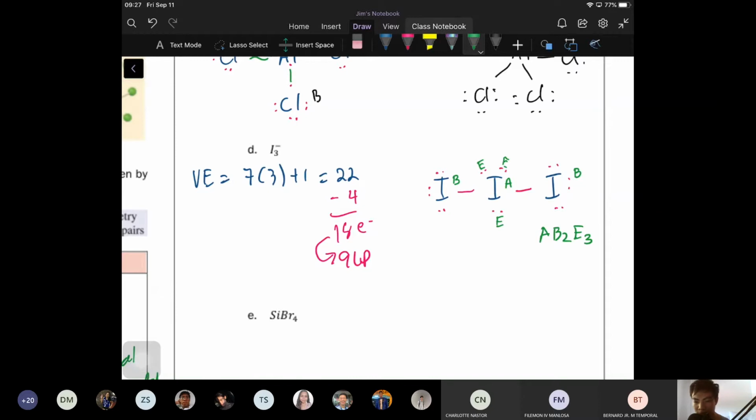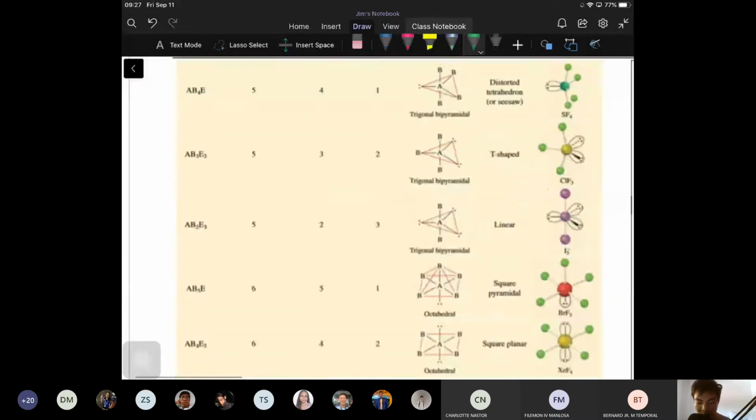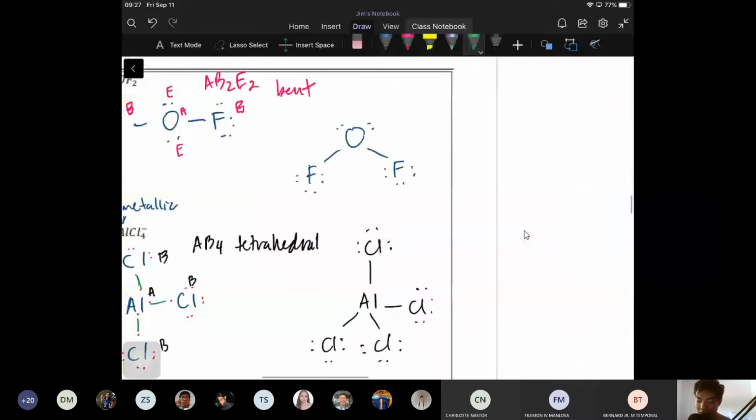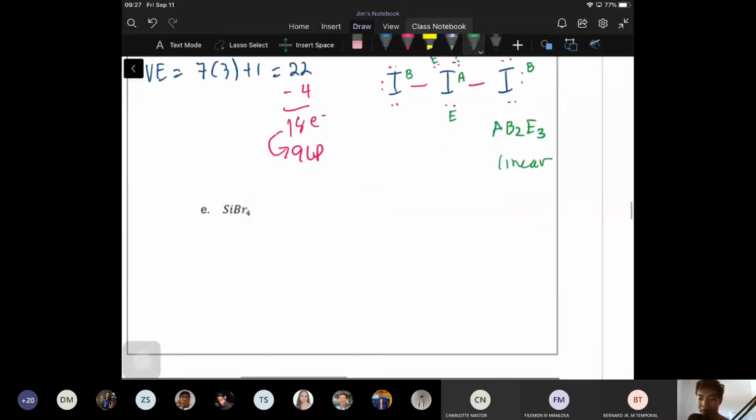So, anong shape yan? Linear. So, pag hindi kabisado, tingin kayo dito, AB2E3. AB2E3, ayan na. So, AB2E3, the shape would be linear. So, siguro okay na yan. Hindi ko na siya i-redraw. Yan na yung shape niya. So, ganun yung technique, techniques na malupit.